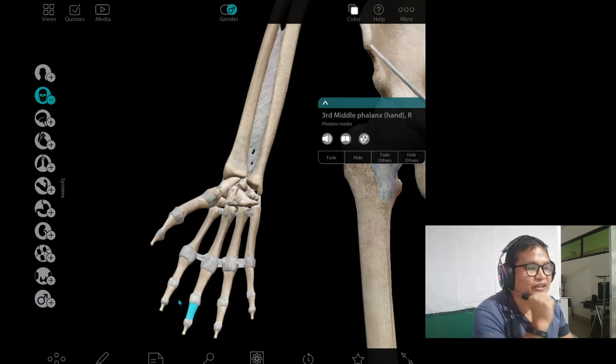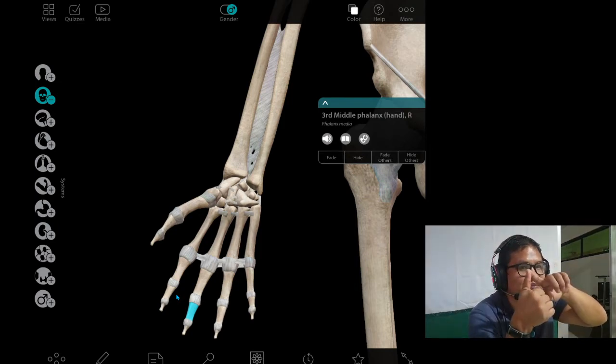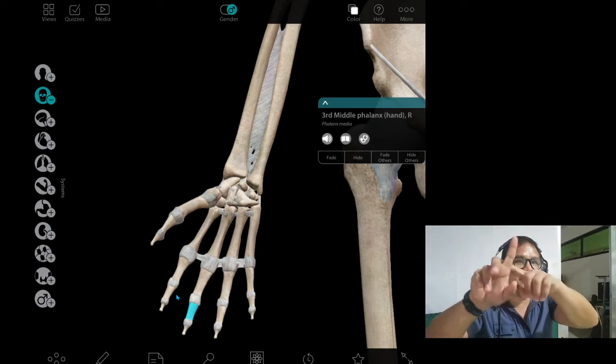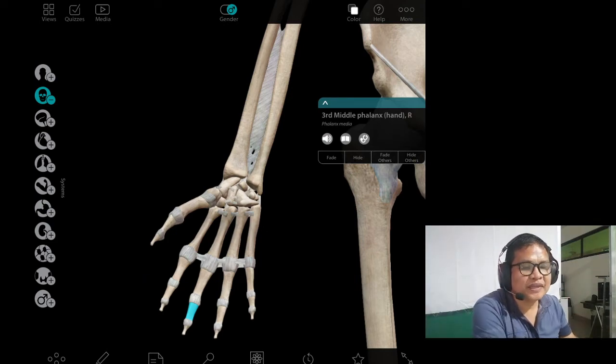Okay, now the four fingers, the four digits, have this intermediate bone, but the thumb has no intermediate bone. From PIP, then DIP. But here you have your PIP, intermediate, and the DIP. Okay. Now let's put on the nerve.